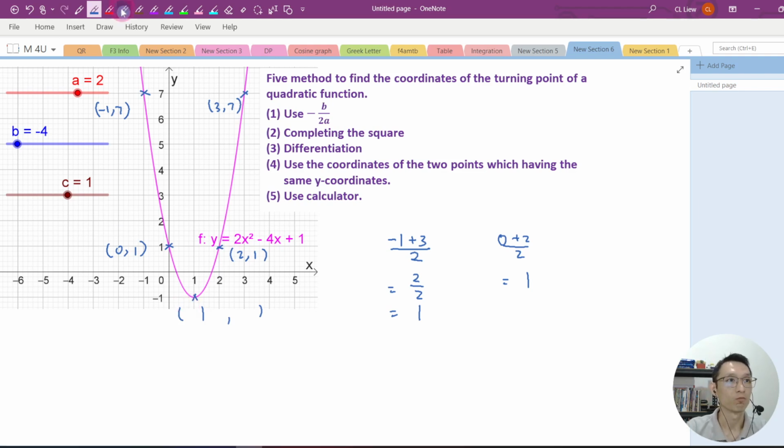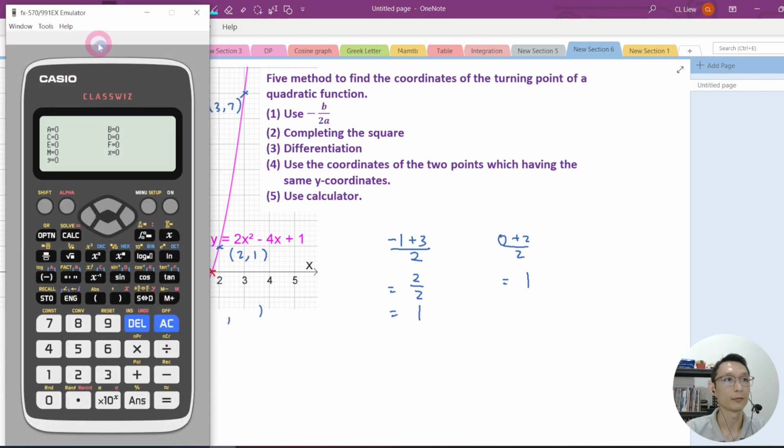Let's say some students might want to use the x-intercept. In this situation, it's not that suitable for us to use the coordinates of these 2 points. Why? Because it's very hard for you to determine the x coordinate. But let's say if you still want to use it, I can show you how to use it.